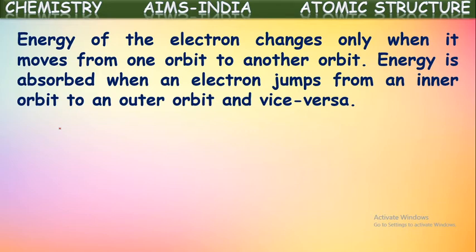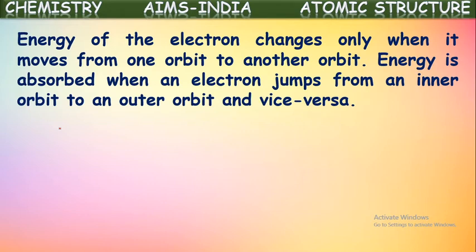Energy is absorbed by the electron when it jumps from an inner orbit to a higher orbit, because, as we said, the electrons present in the inner orbit have lower energy, and the electrons in the higher orbit have greater energy. So when an electron jumps from a lower orbit to a higher orbit, to be in the higher orbit it should have greater energy. So when an electron jumps from a lower orbit to a higher orbit, it absorbs energy from the surroundings.